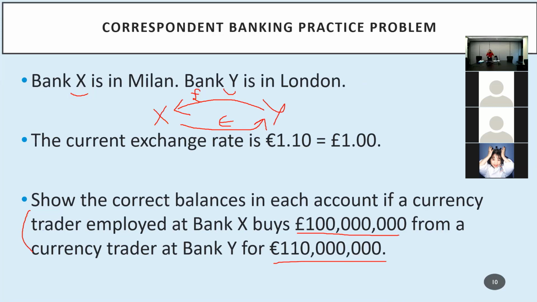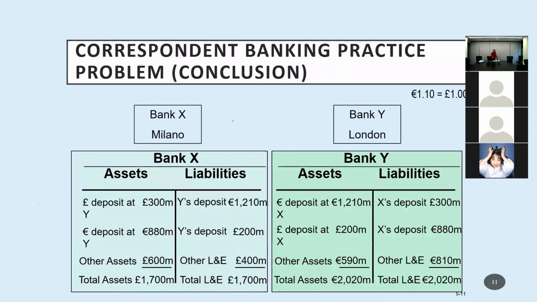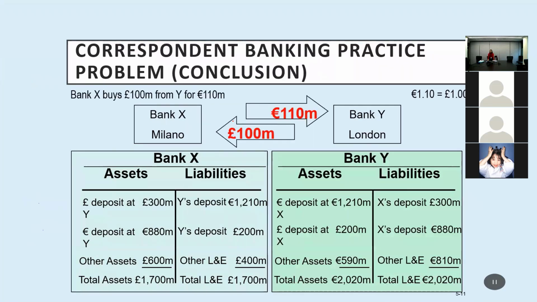For X, if we are Bank X, then we expect a cash inflow in the pounds, and then we expect a cash outflow in the euro, right? And it's the opposite for Bank Y. So if this is the transaction that we are dealing with, can someone tell me what happens to the assets of Bank X? Let's start with this one first.